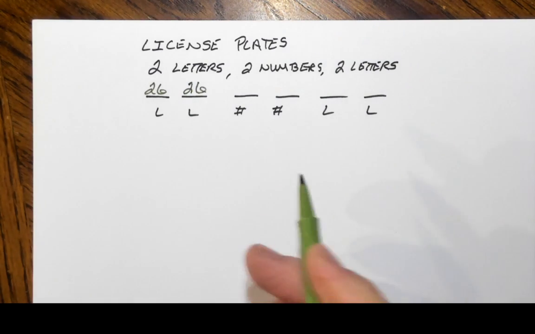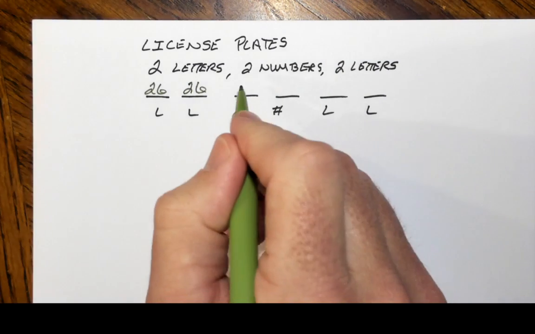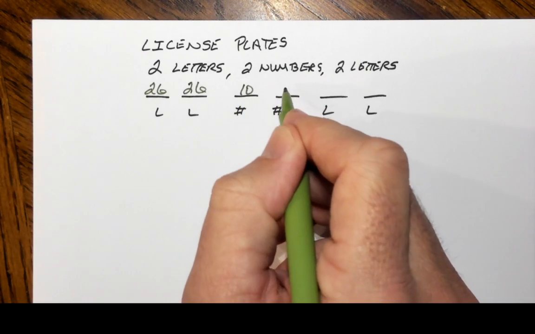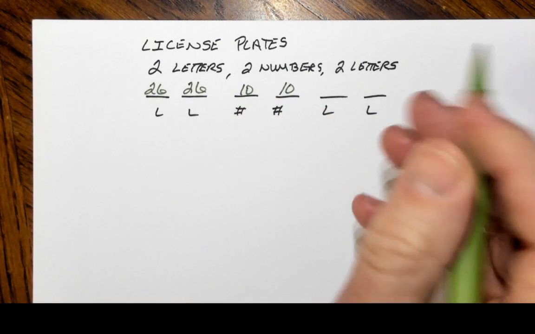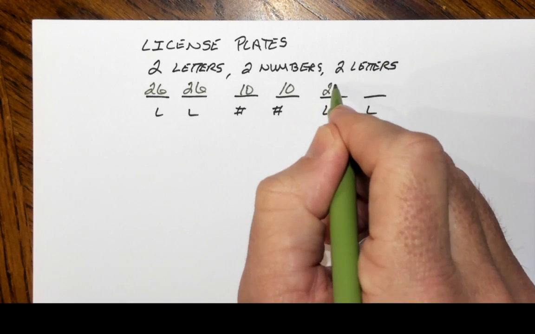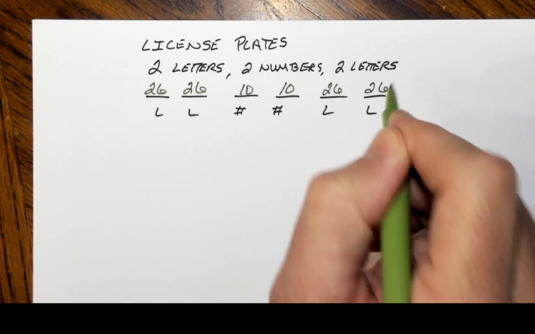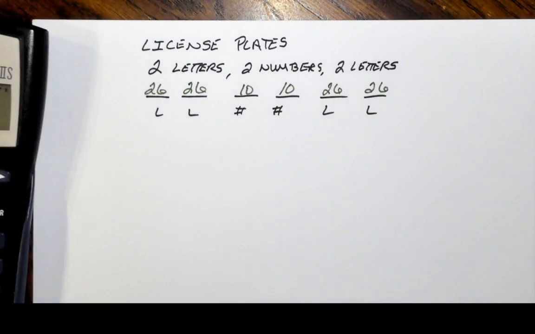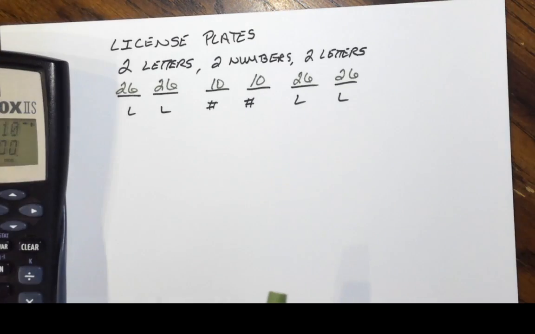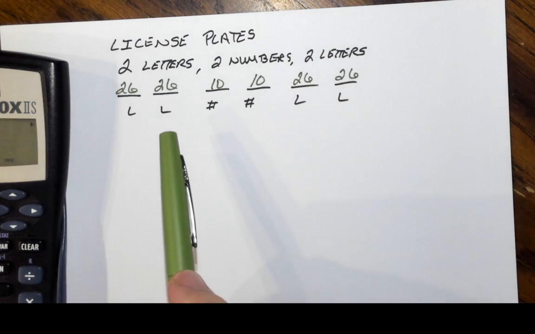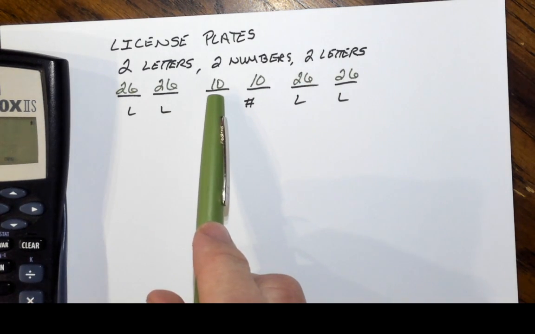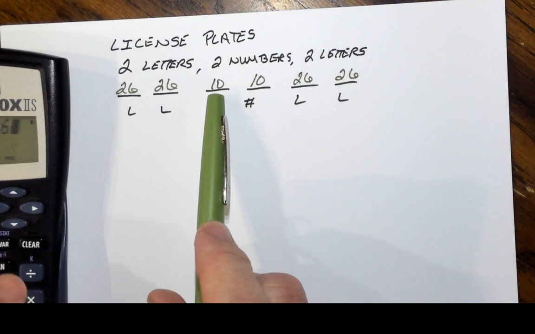0 through 9 are our numbers. We got 10 possibilities there. Again, no mention of repeats. 10 there. Back to our letters. 26. 26. So what do we do with all of our possibilities? We multiply them together. 26 times 26 times 10 times 10 times 26 times 26.